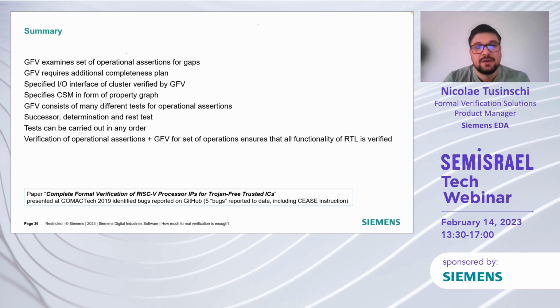If you would like to learn more on gap-free methodology for high consequence systems, there is a paper from GOMAC Tech 2019 called Complete Formal Verification of RISC-V Processor IPs for Trojan-free Trusted IC. We talk about the bugs we identified, and the key is that with the help of gap-free methodology, we identified functionality that was missing. We found a verification gap.